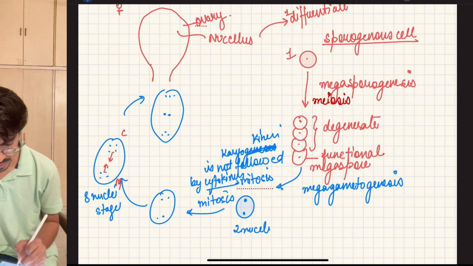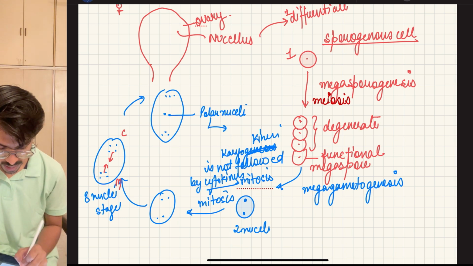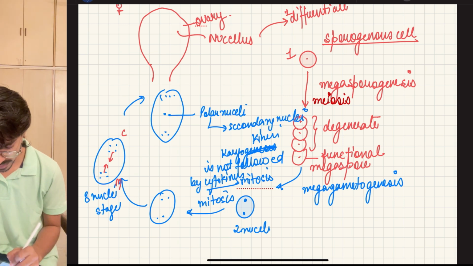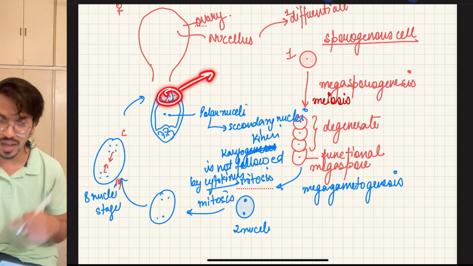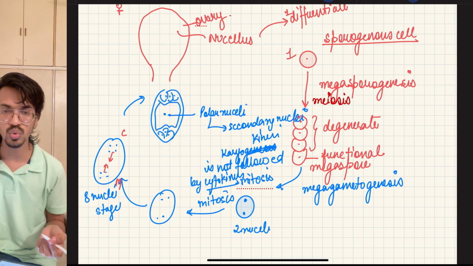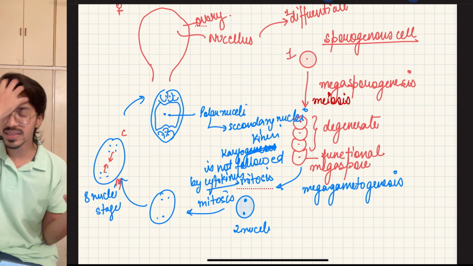The center nuclei are called polar nuclei. Later on they fuse together and form a secondary nucleus. Okay, and here is the big cell. So how many cells are being made? 3 cells here; these cells are antipodal cells. 3 cells are there; these are the egg apparatus: 1 egg, 2 synergids. And this one center big cell is called the central cell.